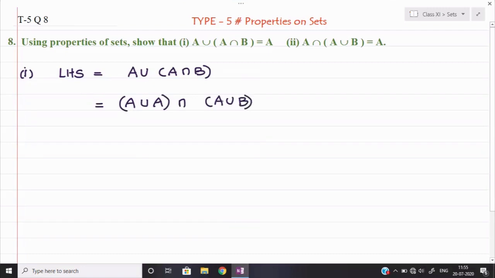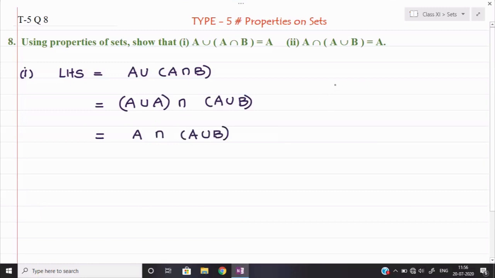Right, because A union, I have distributed on A as well as on B, and the sign between them I applied is intersection here. A union A, the union of a set with itself, will give the result A only. I don't think it is required to explain that. Now intersection with A union B, what will be the result? Intersection of A and A union B.